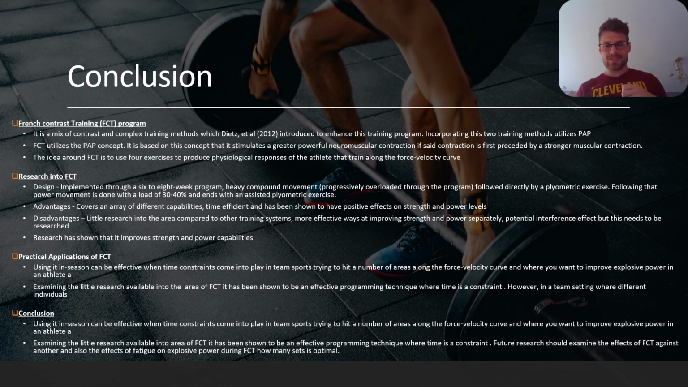And then looking at the research, there is little research available. So we need to look going forward to compare FCT against another program, look more longitudinally, and also show the effects of fatigue on explosive power during FCT and how we can optimize that.